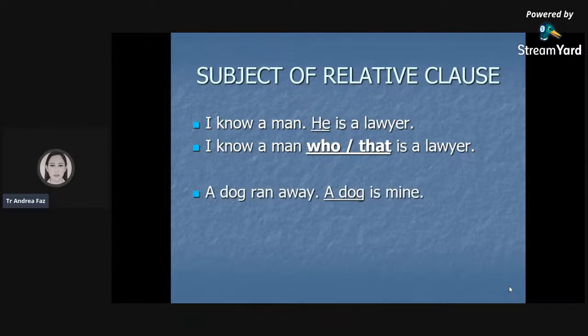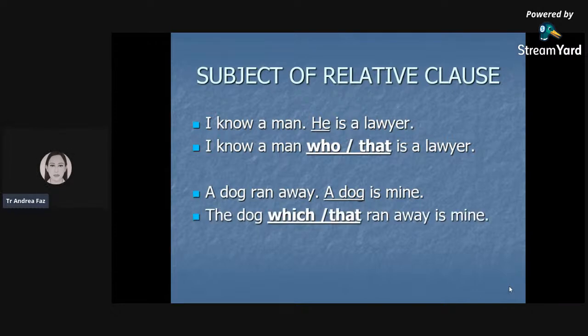Then we have another example. A dog ran away. A dog is mine. The dog which ran away is mine. The dog that ran away is mine. Again, the dog will be the subject of the clause, and which and that will be the relative pronouns that help us to link both ideas. Those relative pronouns can never be omitted, because if we omit them, we're going to have an incomplete clause.